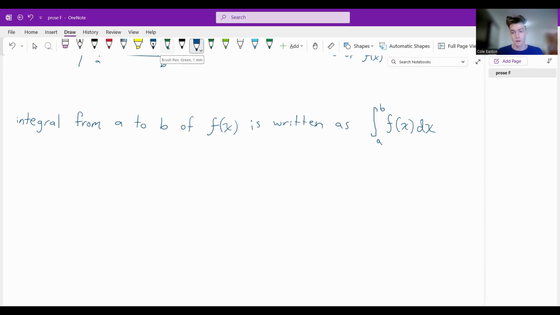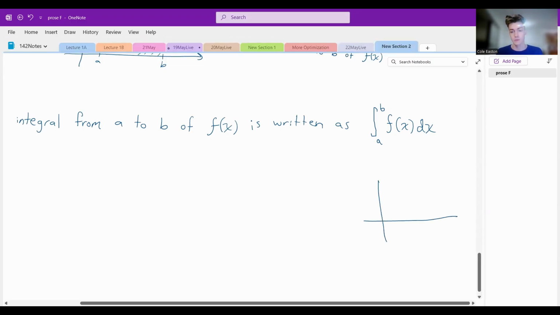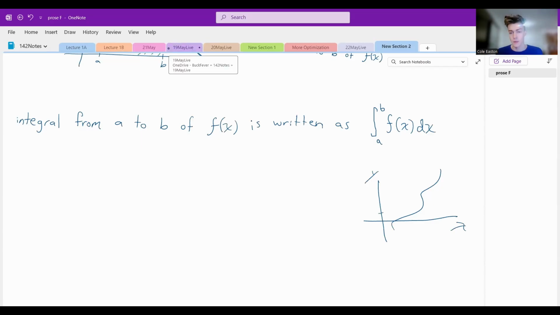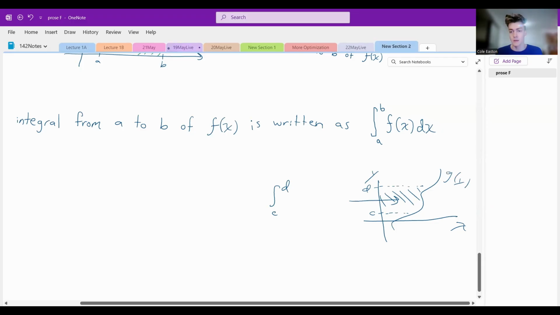But conceptually, for example, if you have some function that is defined in terms of y, and you have a function like this, this is your y-axis, this is your x-axis, and you had y values of c and d, and you wanted to find the area between the curve and the y-axis, so this area here, that could be written as the integral from c to d. And let's give this function a name. In terms of y, we'll call it g of y. So this is the integral of g of y dy.